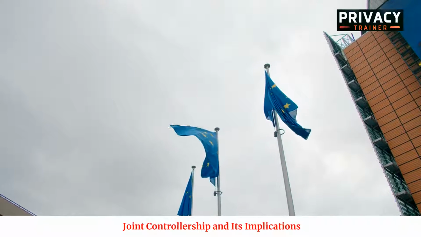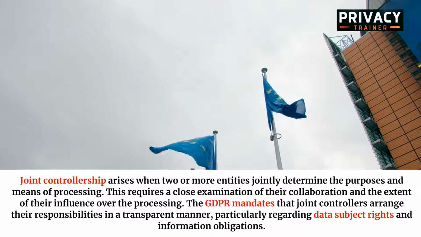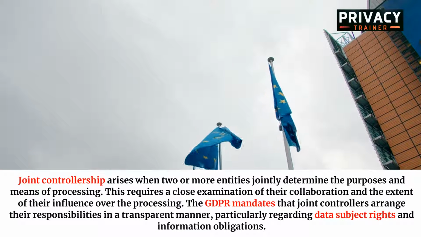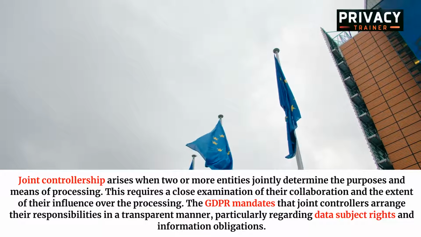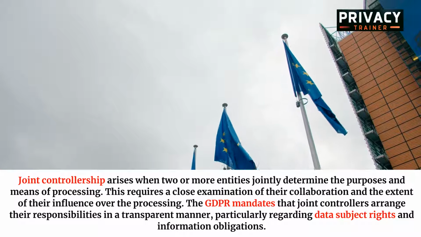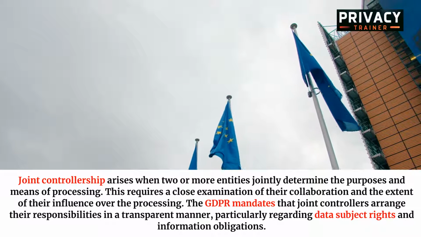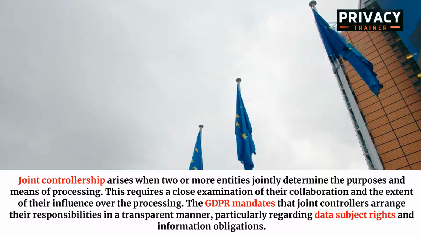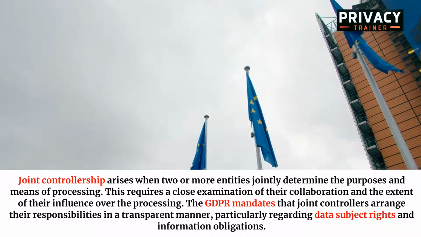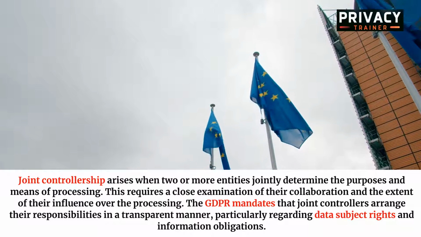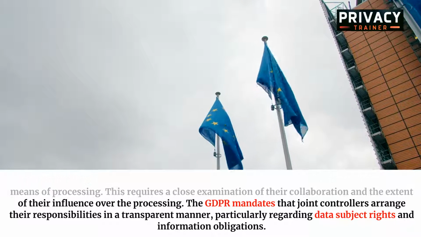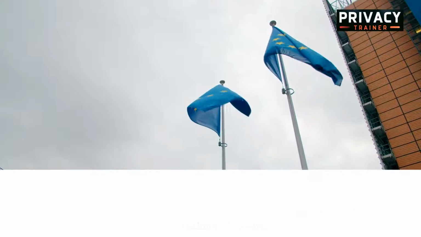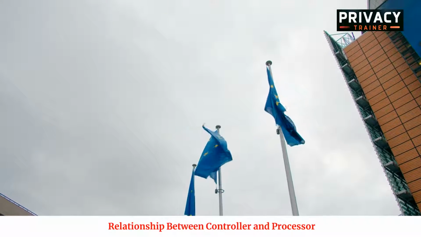Joint controllership and its implications. Joint controllership arises when two or more entities jointly determine the purposes and means of processing. This requires a close examination of their collaboration and the extent of their influence over the processing. The GDPR mandates that joint controllers arrange their responsibilities in a transparent manner, particularly regarding data subject rights and information obligations.